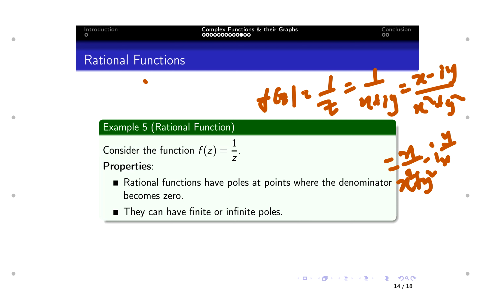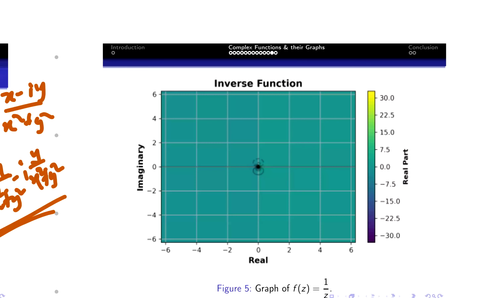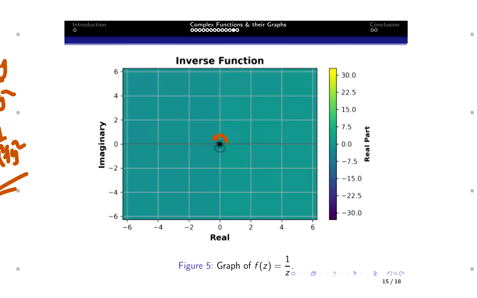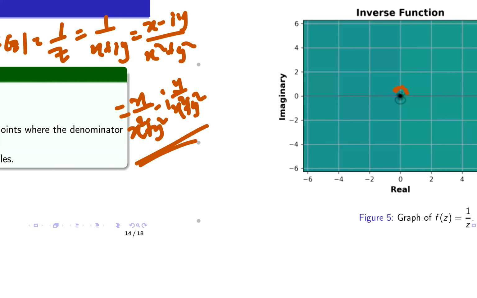So, properties now: the rational functions have poles at points where the denominator becomes zero. When you put z to be zero, then there's a pole right there. And they have finite or infinite poles, depending on what you're looking at. This is what it looks like. Because there are jumps, all this dotted line you see happens around zero, because there are definitely bound to be jumps in those places. So, let's move on. We have a few slides to reach the end of this.